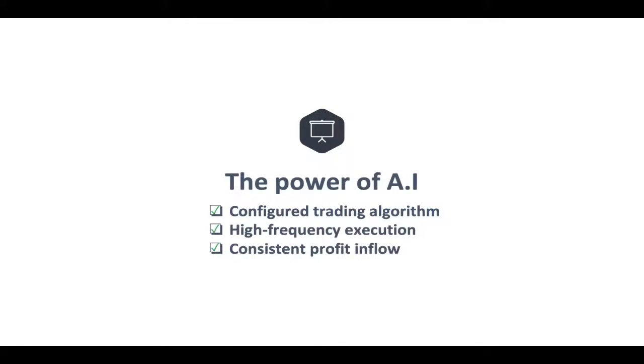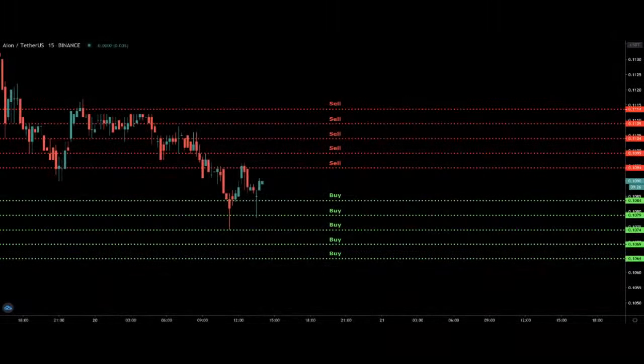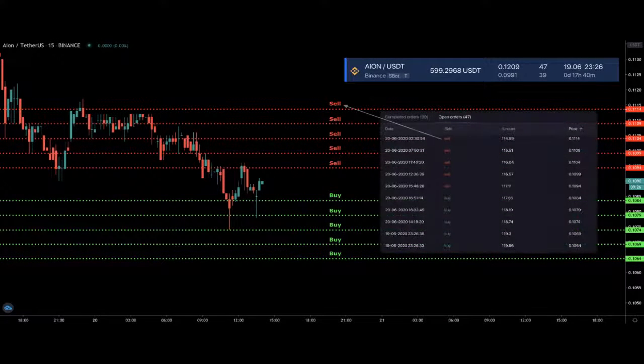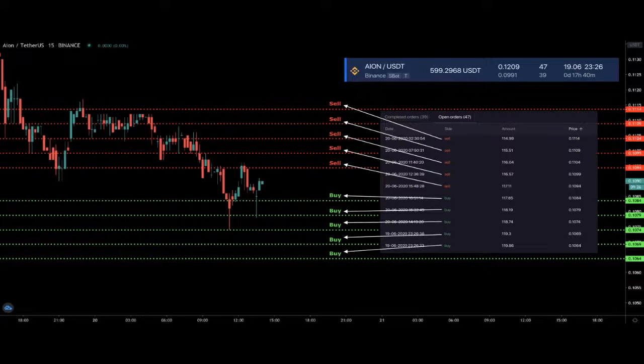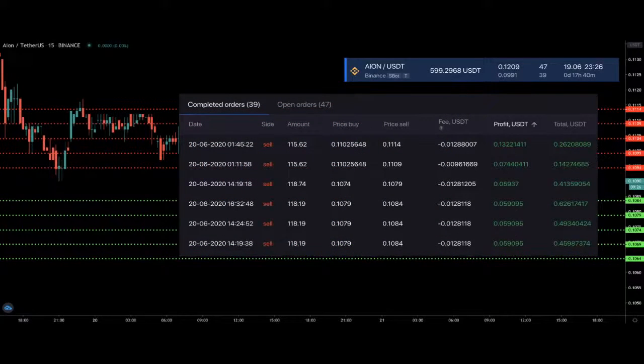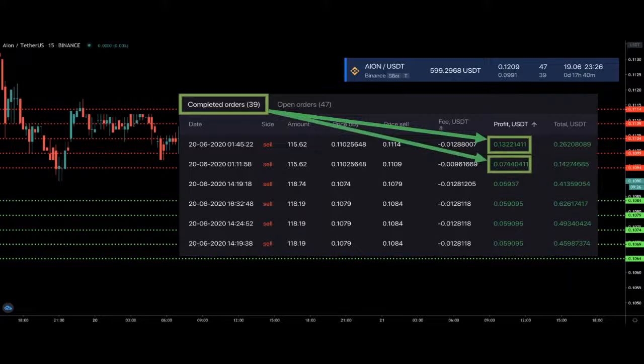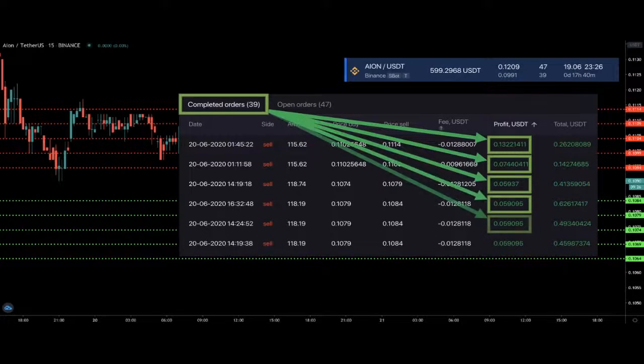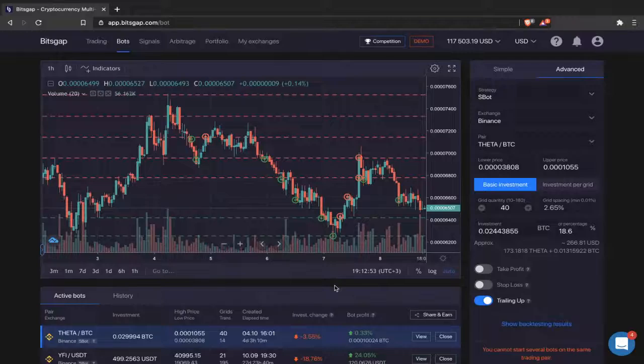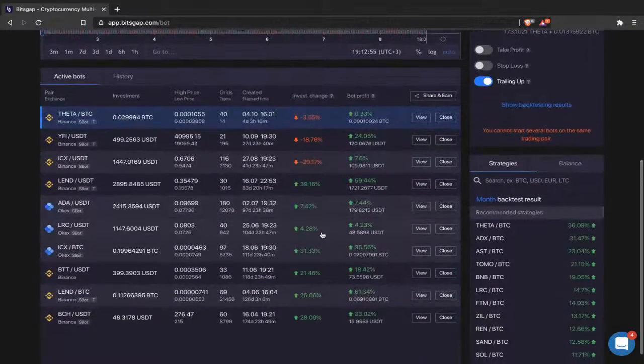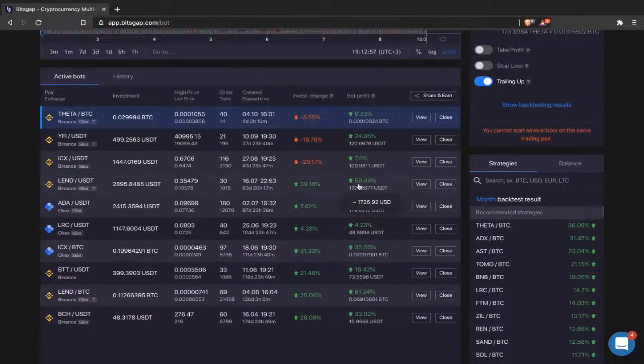Yeah, well, as already mentioned, consistent profit inflow. So the bot buys low and sells high, and by that it ensures a stable flow of profits. These can be tiny profits, but added up together, they make up a decent return in the long term in any case. So you see, I have some active bots here, and some have managed to make 60% to my initial investment. So that's the pure profit.